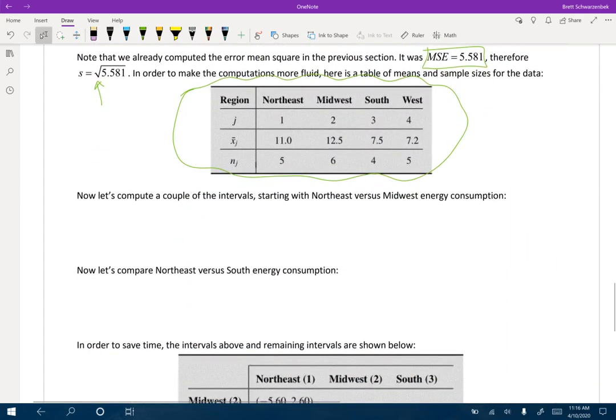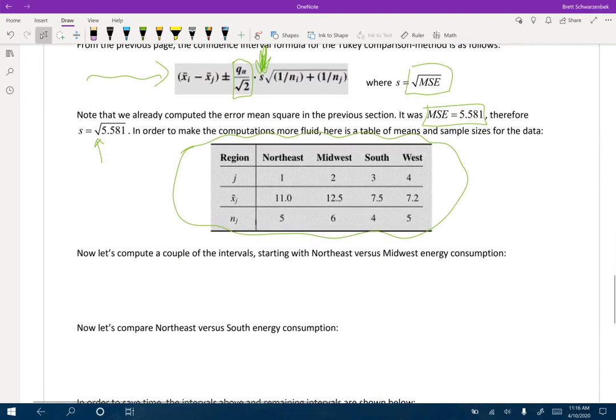So let's do them. So remember, this is the formula right here. I'm going to leave it at the top so we can use it as a guide. So we're going to do the first mean minus the second mean. So let's say we start with Northeast versus Midwest. So it's going to be this one and this one. So we're going to do our first mean, which is 11, minus our second mean, which is 12.5. We're going to do plus or minus. Remember, we're doing 4.05, which is our Q sub alpha over root 2. And we're multiplying by the square root of 5.581.